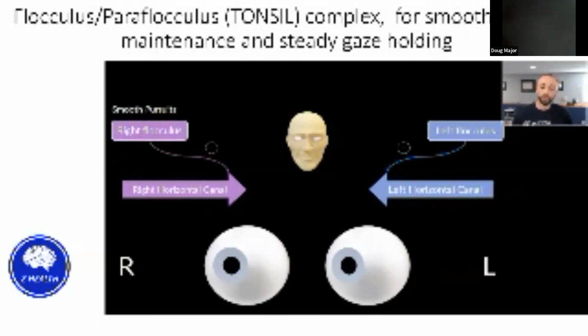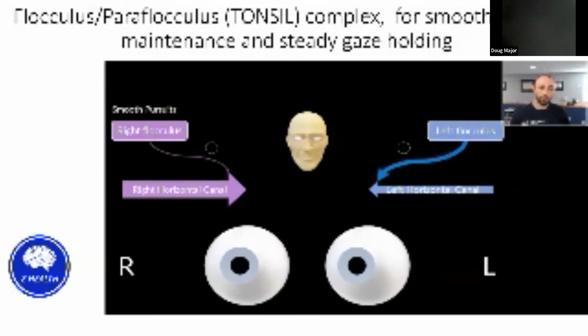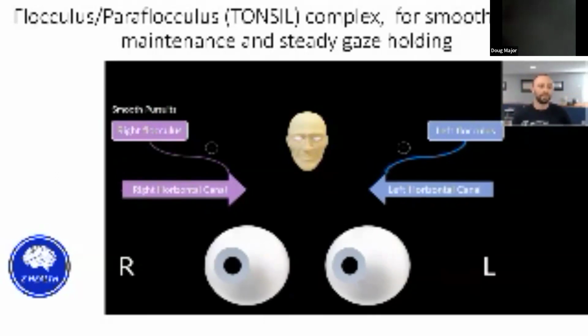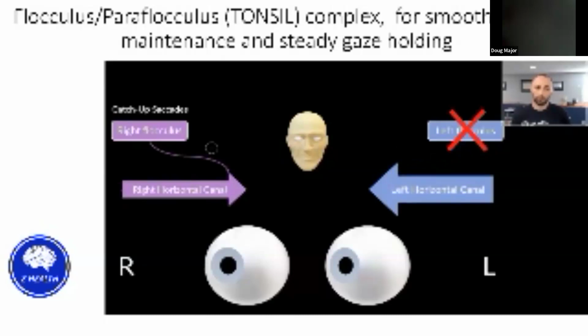Similarly, if I want to do a smooth pursuit to the left, left cerebellum shrinks that down, and so much easier. If it's not working, I lose the inhibition. Now there's going to be a lot of drag. The eyes are not going to move fast enough, and they're going to have to jump to catch up.